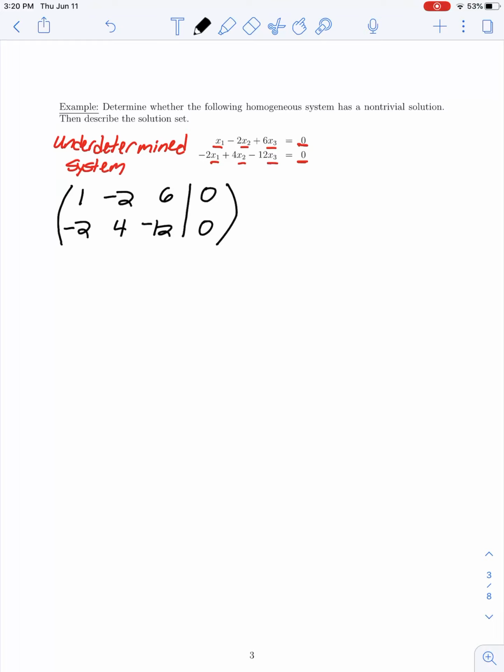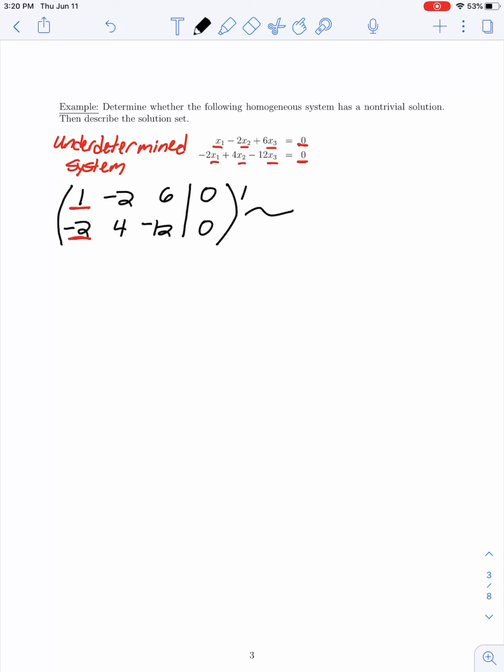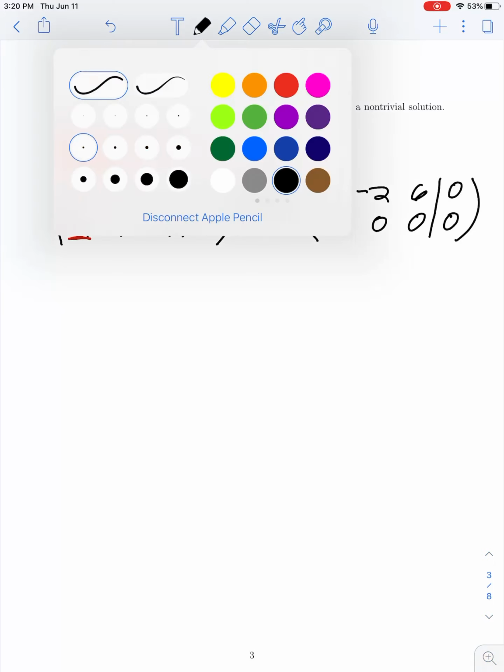So if we wanted to simplify this using row reduction, our first row has a lead coefficient of 1, so we'll use that as a pivot to kill off the negative 2 below this. So we would have row 2 plus twice row 1, which makes my first row 1, negative 2, 6, 0. And my second row becomes 0, 0, 0, 0. So we have a row of all zeros, which means that we have infinitely many solutions here.